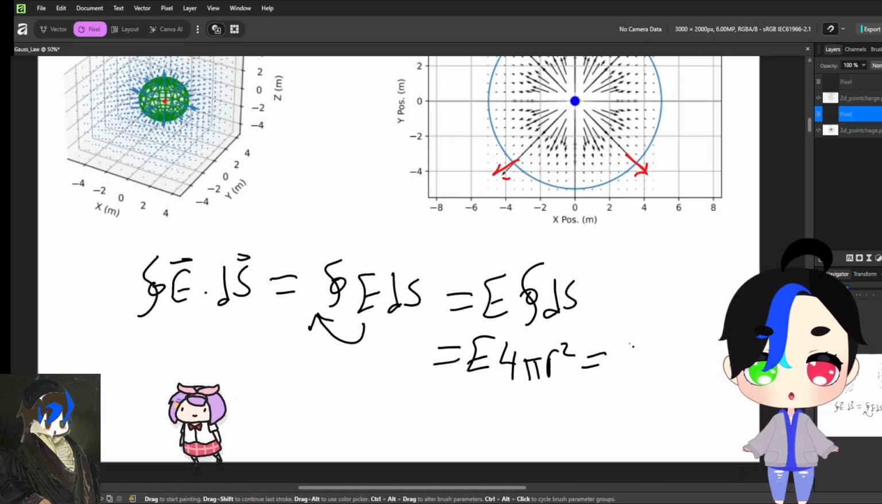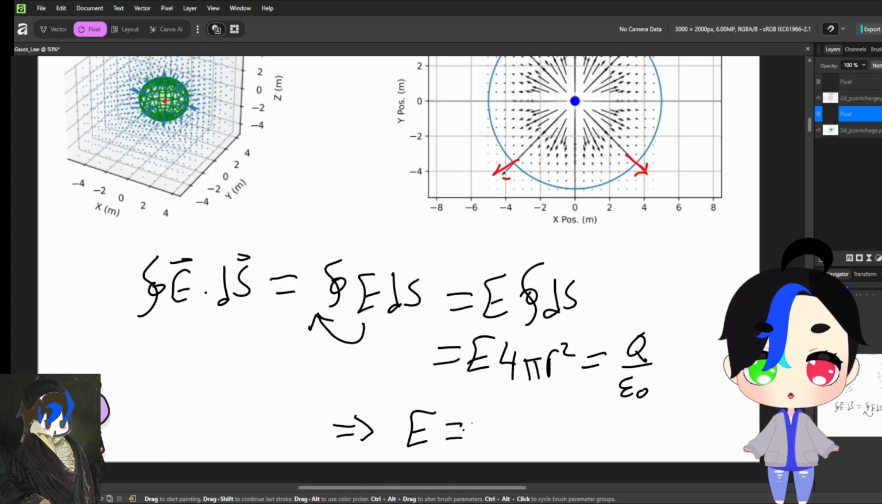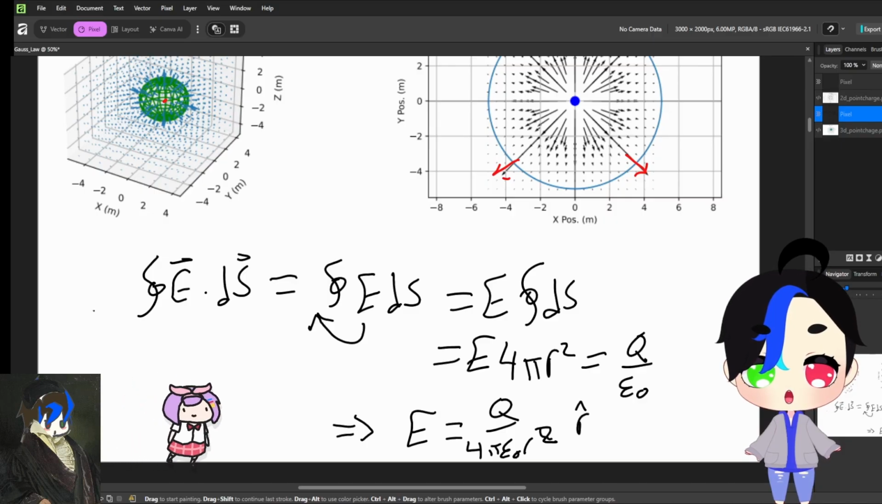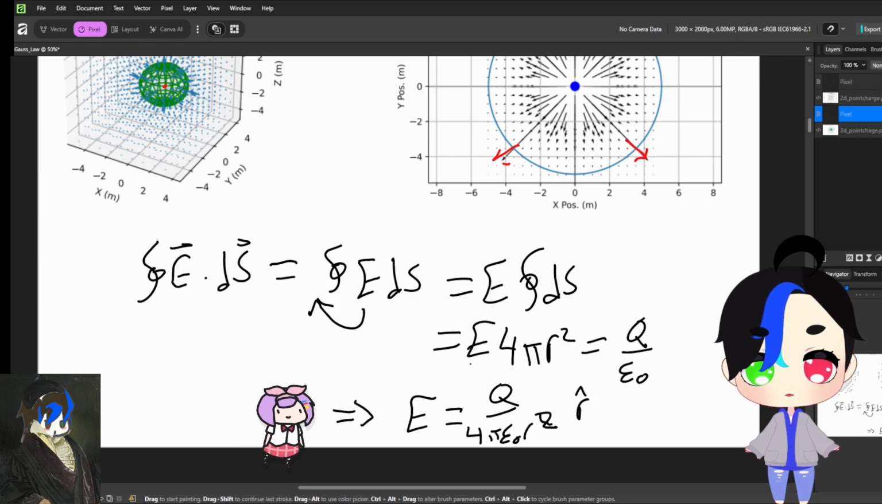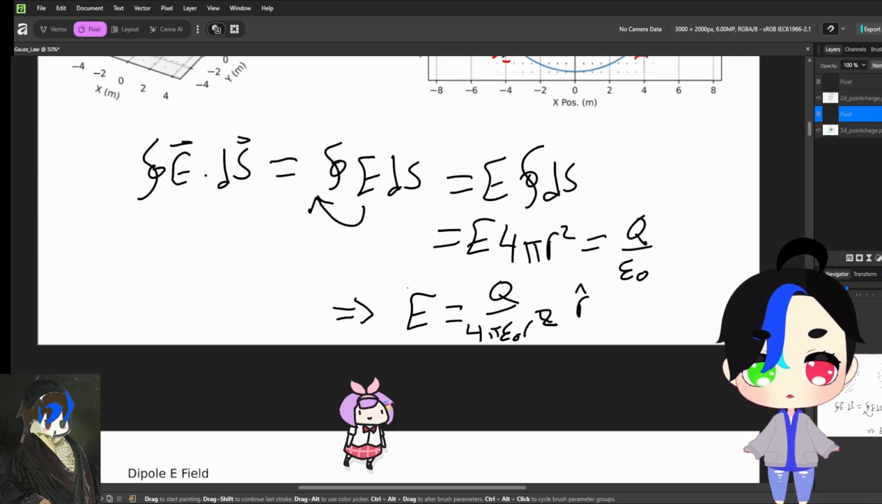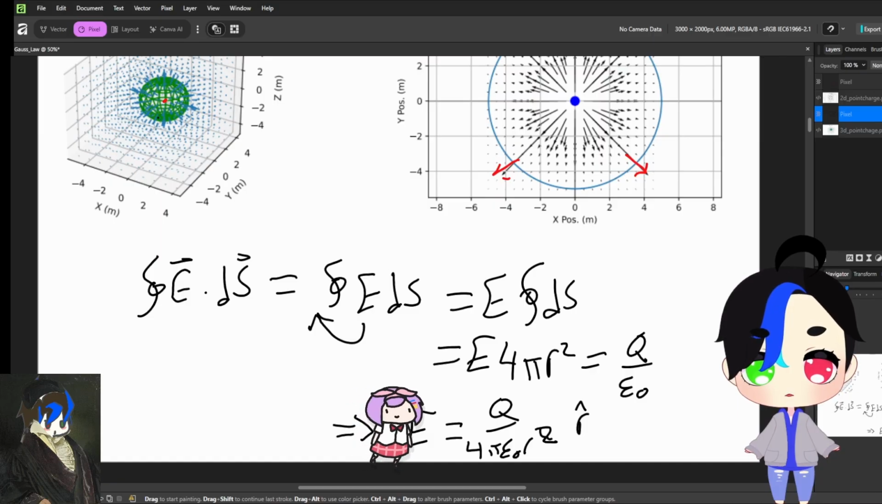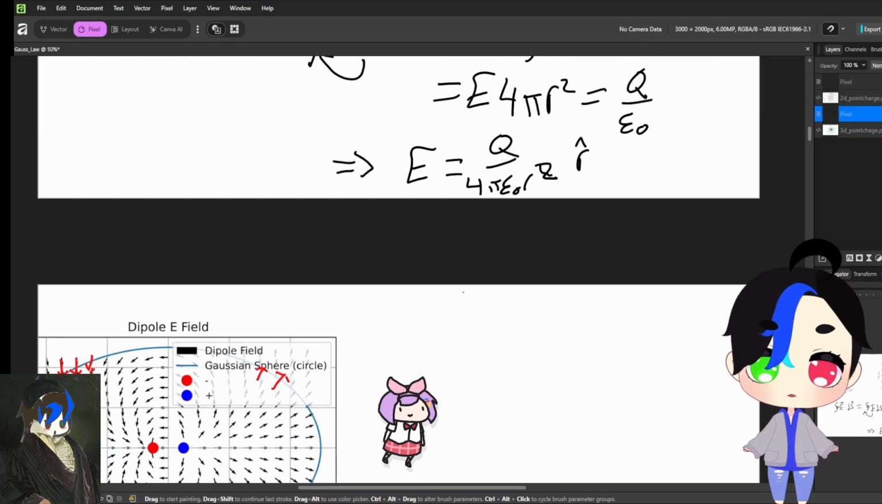And as per Gauss's law, this equals Q over epsilon naught. So if I take this stuff over to the other side, I'm left with Q over 4 pi epsilon naught r squared, r hat. And that is a much simpler way of calculating the E field, because we didn't ever actually do any fancy calculus. We exploited the symmetry of the problem to avoid it.